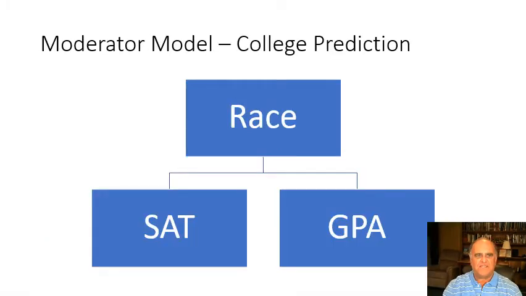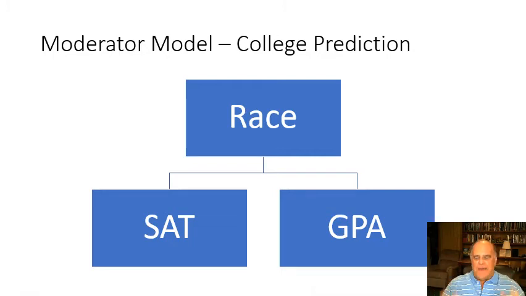Okay, so let's start to make this a little more interesting. So now we're going to put in a moderator. One of the moderators that's been studied a lot over the years is the moderator of race. So we might hypothesize that while performance on a college entrance exam like the SAT is related to GPA, that relationship is moderated by another variable, or depends upon another variable, and that other variable would be race.